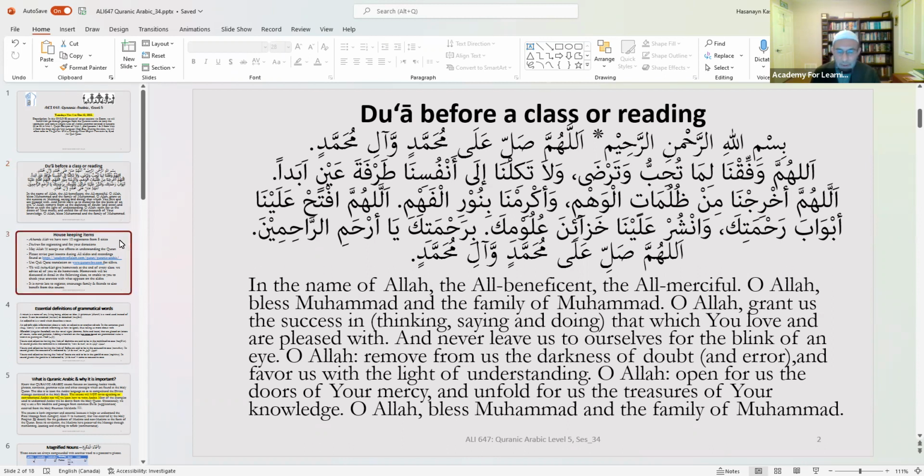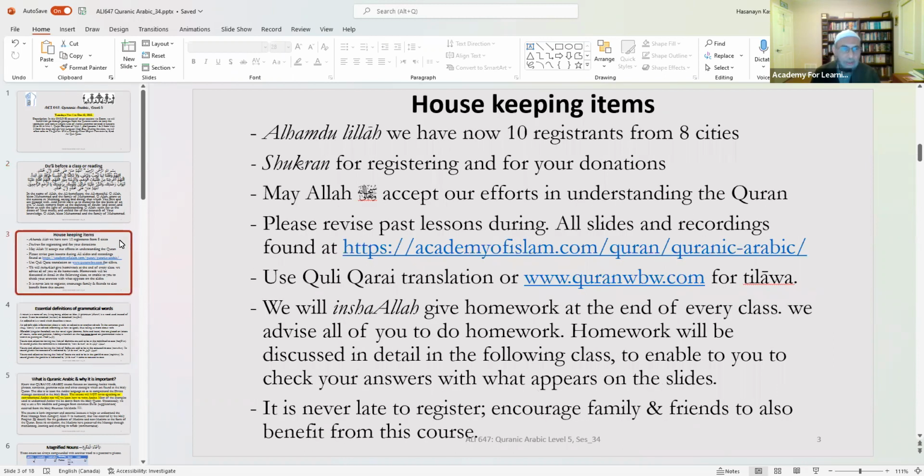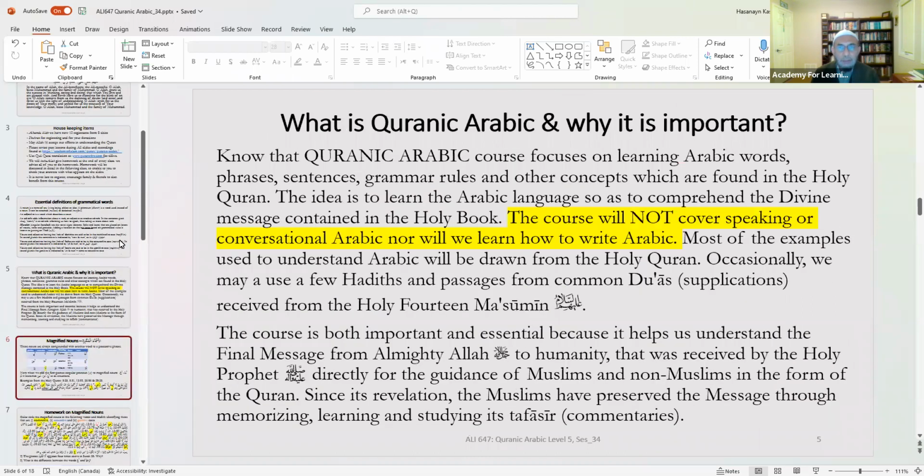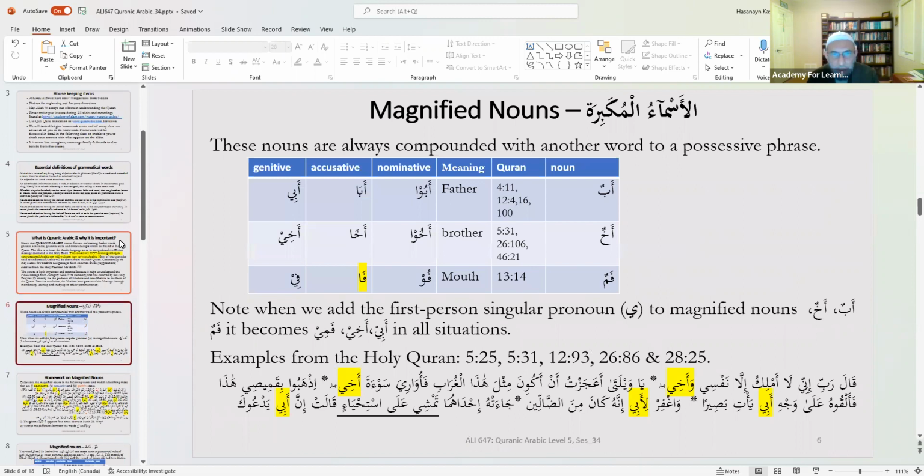Thank you very much for joining us on time, so we can then continue and cover maximum as we progress. So we started discussing magnified nouns last week, and today also we'll continue the same lesson, and then inshallah look at the next lesson, which will be the last lesson in this course, also the last lesson in unit 1. We'll start unit 2 inshallah the next course.